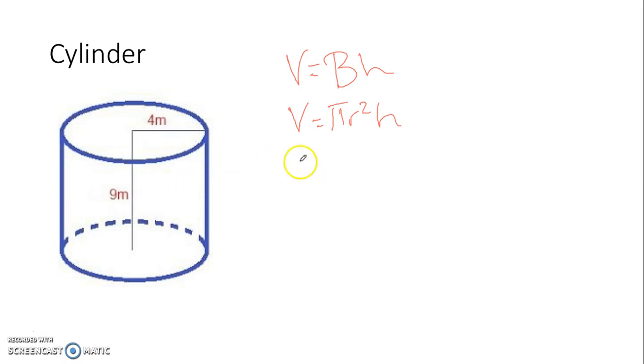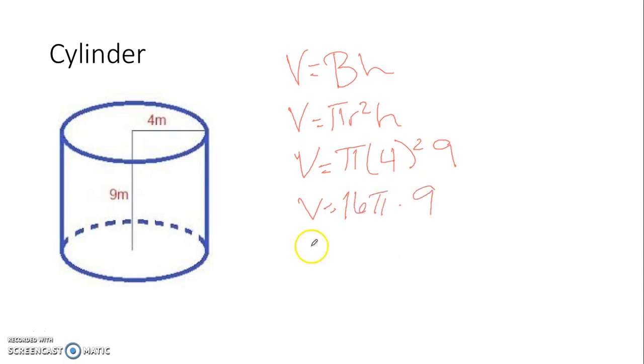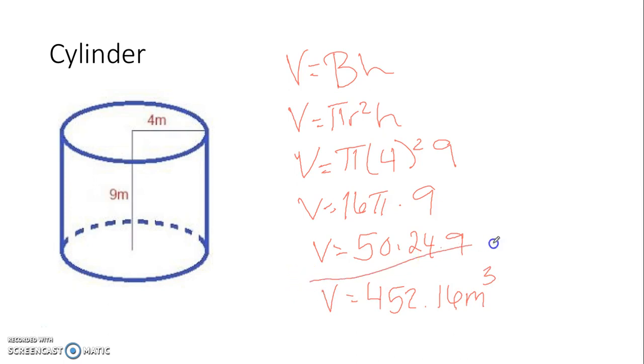Okay, so now we're going to look at it. We don't know the volume, so V is equal to pi, r is 4 squared, times h, which is 9. V is equal to, well, 4 squared is 16, pi times 9. We're going to use 3.14, so V is equal to 16 times 3.14, so we have 50.24 times 9. And we have volume is equal to 452.16 meters cubed. Okay, so we're just plugging it into the formula.